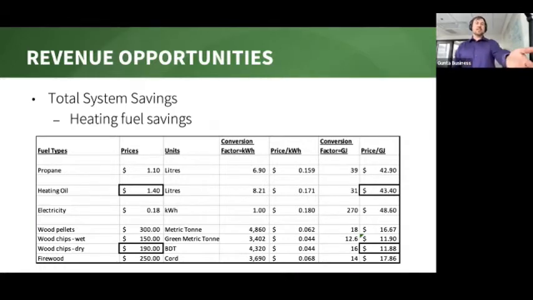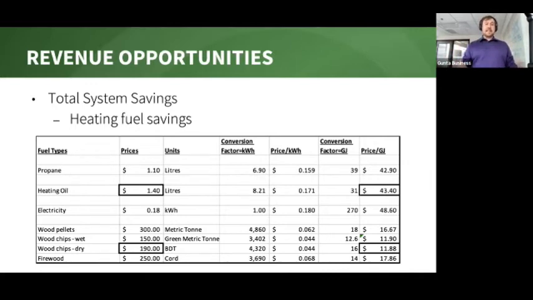Well, how much energy is actually in propane versus heating oil versus electricity? And then how do we actually create an apples to apples comparison so that everything is under the same comparable? And so that's this conversion to price per kilowatt hour. And then we convert that to price per gigajoule, just because kilowatt hour is an electricity friendly variable, and gigajoule is as well, but seems to be favored in biomass.